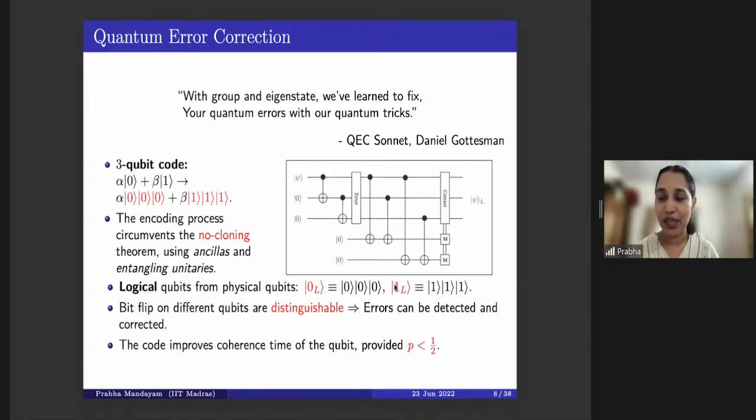It's order P cube. So if P is much smaller than a half, then you can imagine that P cube is much, much smaller, right? That's why I said this P less than half is a kind of sweet spot. If your noise is too much, if you have super noisy qubits, then there's nothing you can do, right? But if your noise is reasonable, is within some threshold like this, then error correction can help you.